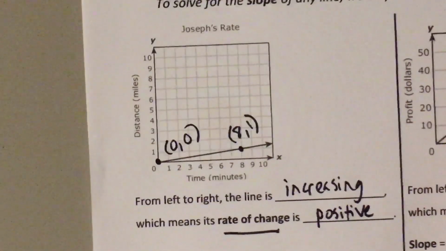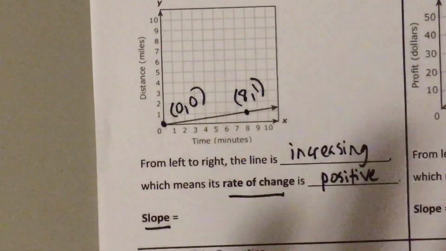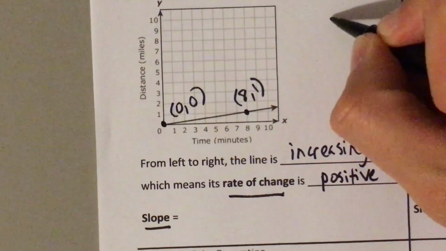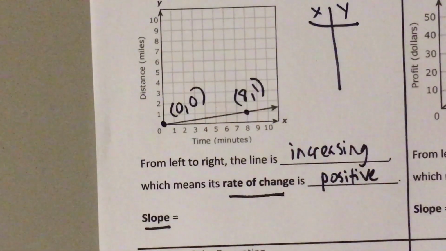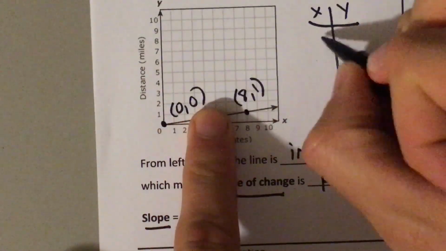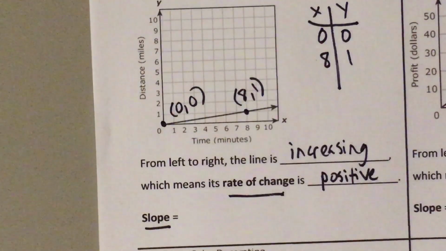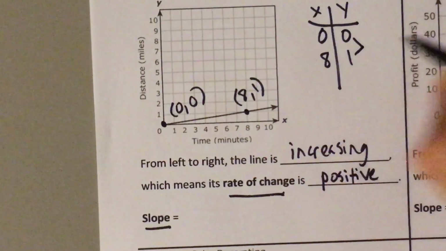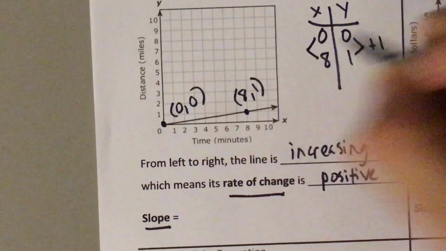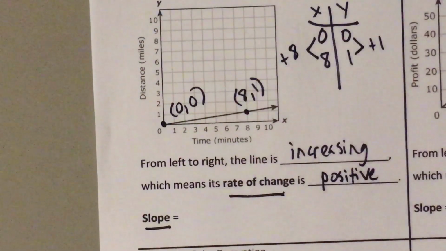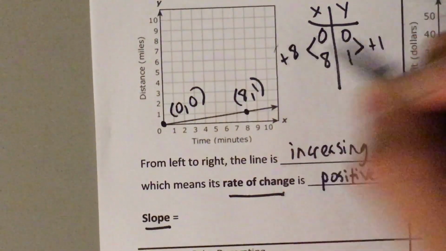So all we really need to do is find the slope. The most consistent way of finding this and getting it right is to make a table of x and y values. I'm going to take my 0, 0 and my 8, 1, and all I'm going to do is solve for the change in y. From 0 to 1, I'm adding 1. From 0 to 8, I'm adding 8. So the change is 1 over 8.